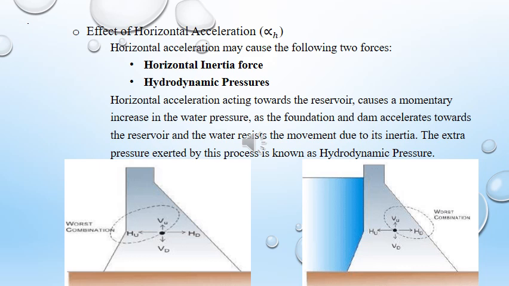As the foundation and dam accelerate towards the reservoir, the water resists the movement due to its inertia. The extra pressure exerted by this process is known as the hydrodynamic pressure.